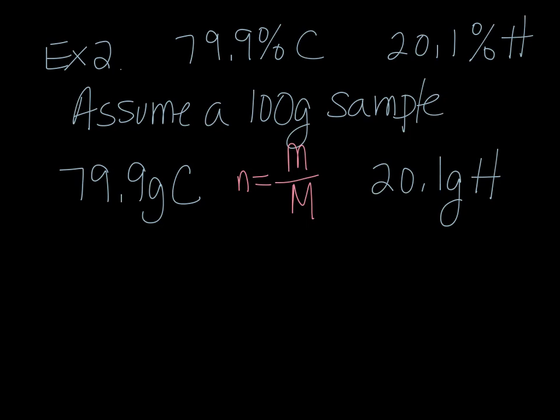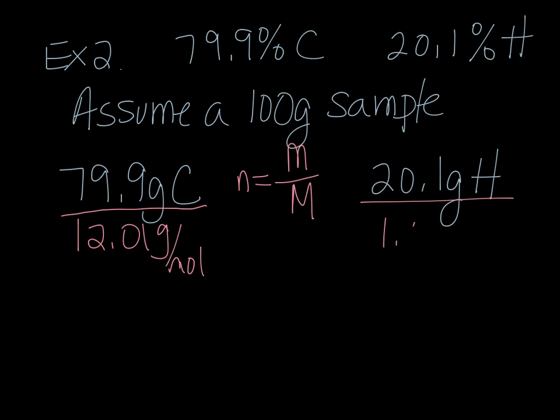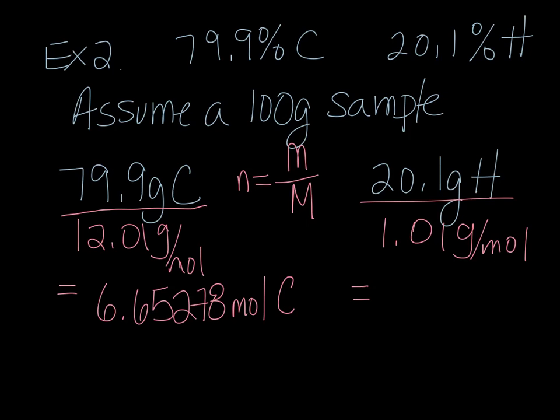If we take the mass, divide it by the molar mass of carbon, which is 12.01, and the molar mass of hydrogen, which is 1.01, we'll find the number of moles of each of our elements in our sample. We've got that number of moles of carbon and that number of moles of hydrogen. Beautiful. So, we've done steps 1 and 2.